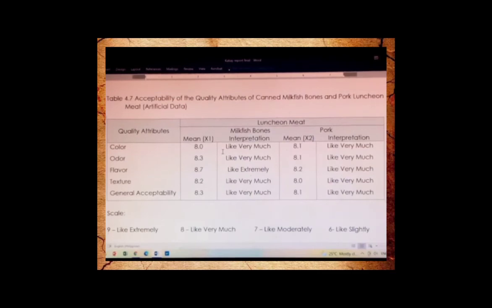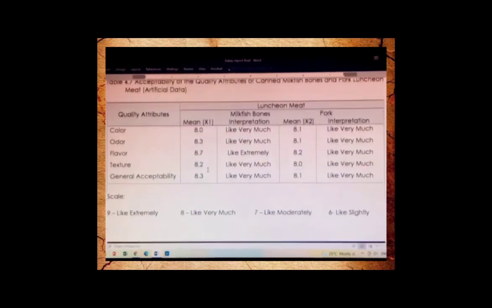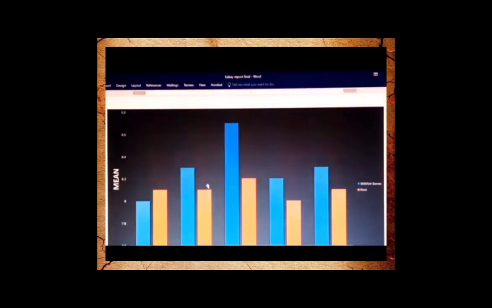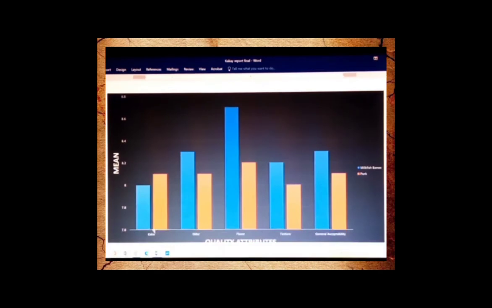To know if the milk fish bone and pork luncheon are acceptable in the quality attributes, this is the scale: 9 is like extremely, 8 like very much, 7 like moderately, and 6 like slightly. And to make a graph for this table, I have here an example of a graph. The color here for the mean x1 is blue for milk fish bone, and for the mean x2 we have orange, the pork luncheon.